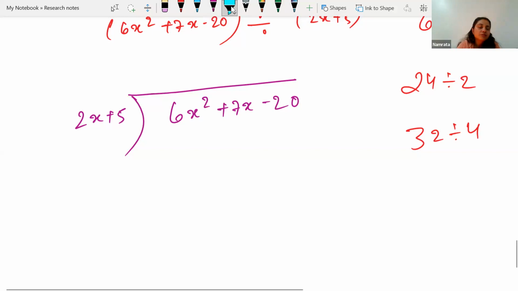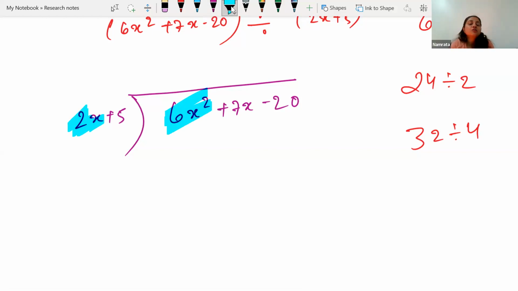While doing the division, if you already know the process, well and good. Here I am giving a brief explanation. Here we are having 2x, here we are having 6x square. We will not focus on the remaining term. We will only focus on this 2x and 6x square.